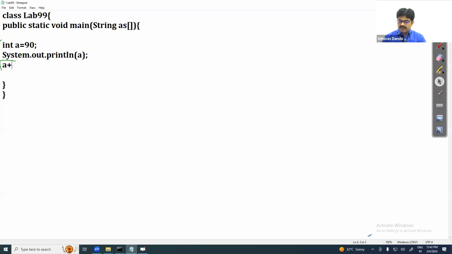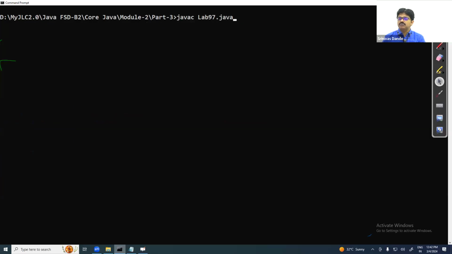You can write a plus equals to 9. Means the result is storing in the same variable only. It will make a equals to a plus 9. First 90 plus 9, 99. Result 99 will be assigned to the a. So it comes as 99. Okay, simple lab, nothing new. Compile and run.